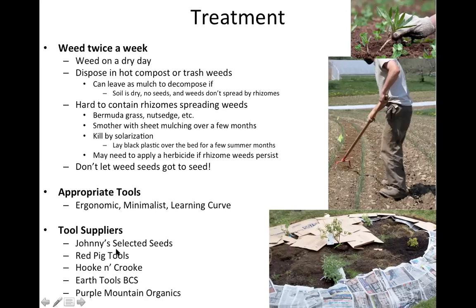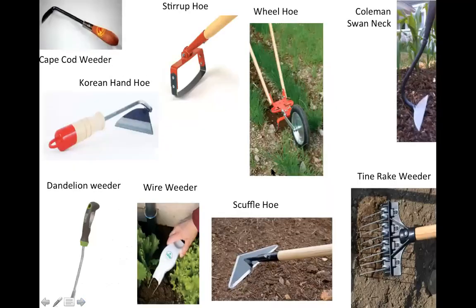Like these are all great tool suppliers, if you want to order them, but you can get tools in most garden centers as well. I really like the scuffle hoe. If you've got a lot of area, it's got a triple blade on it, and you just scuffle it through as you're walking through your garden.